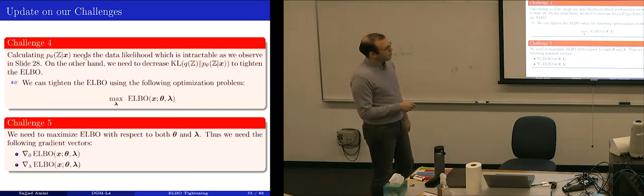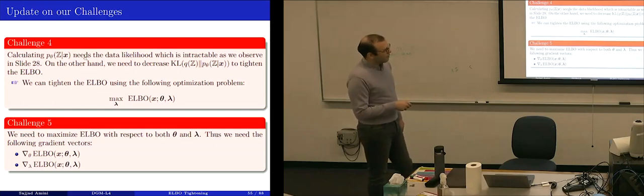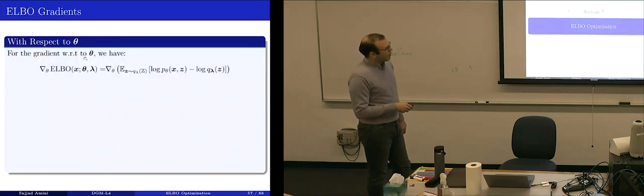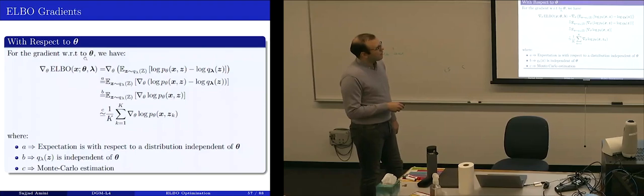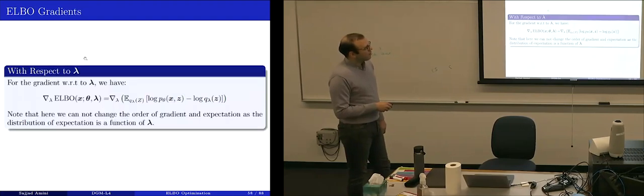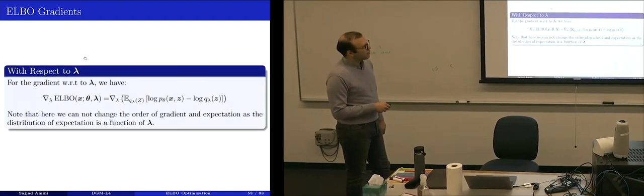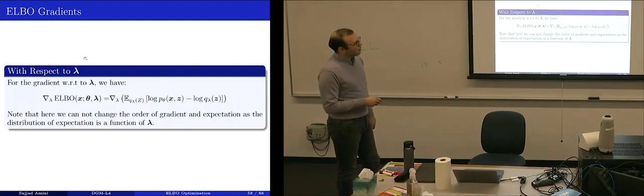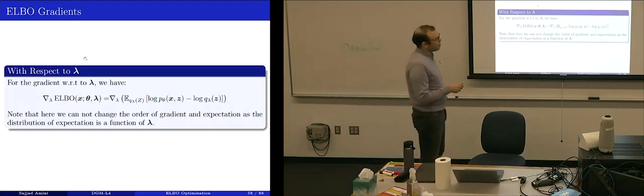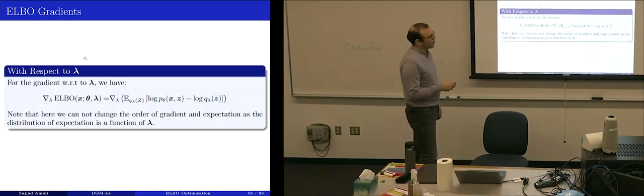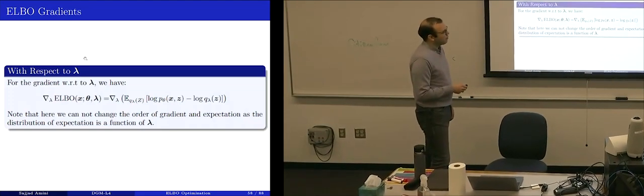The next challenge was calculating the gradient of the ELBO with respect to theta and lambda. We see that calculating with respect to theta is straightforward, but calculating the gradient with respect to lambda is tricky because you have an expectation which is a function of a distribution, and that distribution is a function of lambda. So you cannot change their order similar to the gradient with respect to theta.